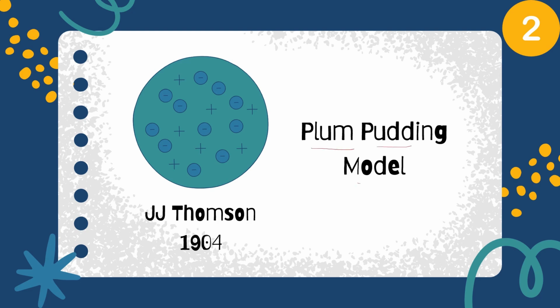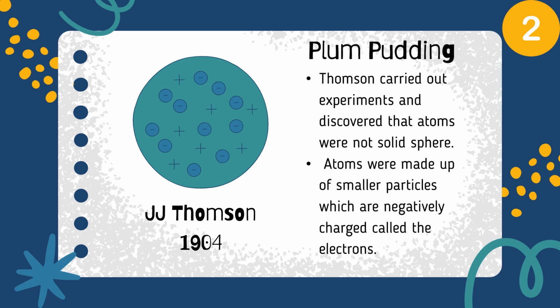Next comes the Plum pudding model by J.J. Thomson. Thomson carried out experiments and discovered that atoms were not solid spheres. Dalton told that atoms are solid spheres, whereas J.J. Thomson told that they were not solid spheres. Atoms were made of smaller particles which are negatively charged called electrons. So electrons came into existence in J.J. Thomson's model.